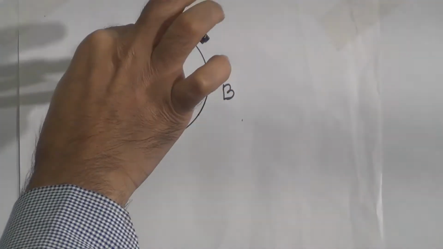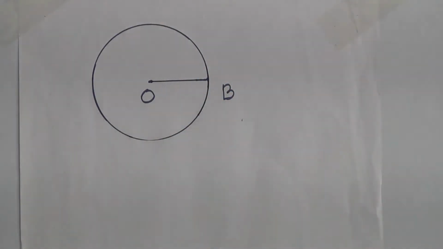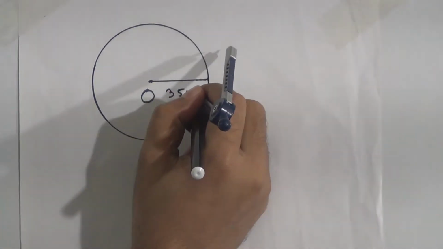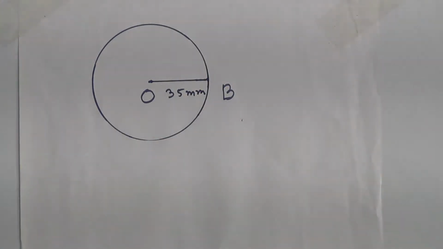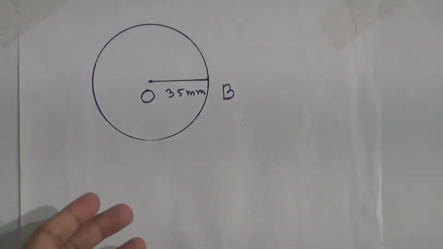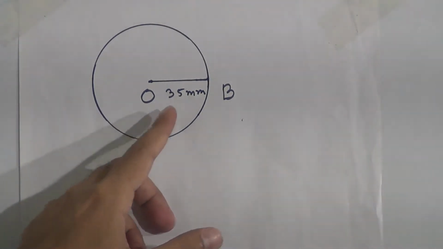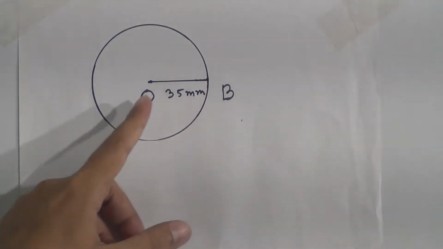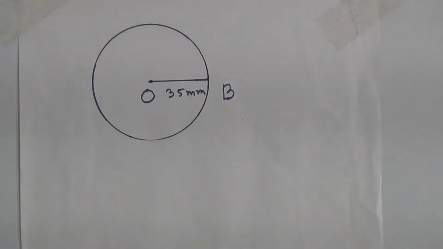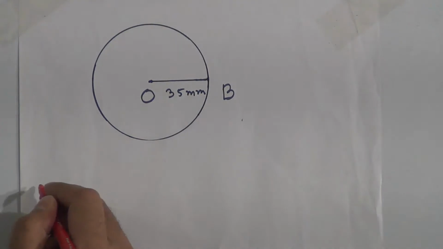Students, this circle is our required circle. Here OB means 35 millimeter. This is the radius. It means that when the radius is given, we can draw the circle. Radius means the distance of the circle from the center. Okay, dear students, I hope you have understood how to draw a circle when the radius is given.